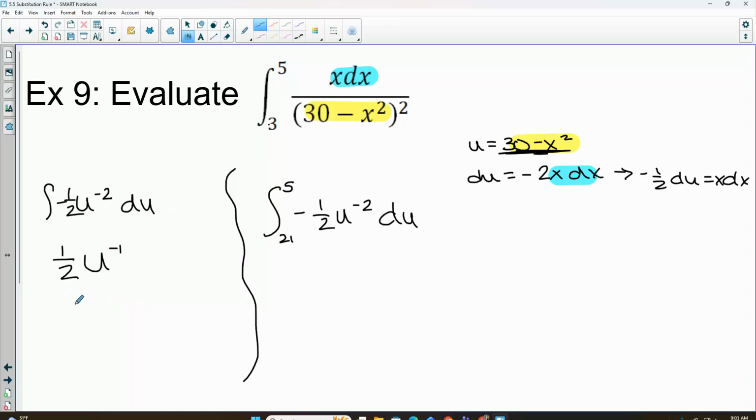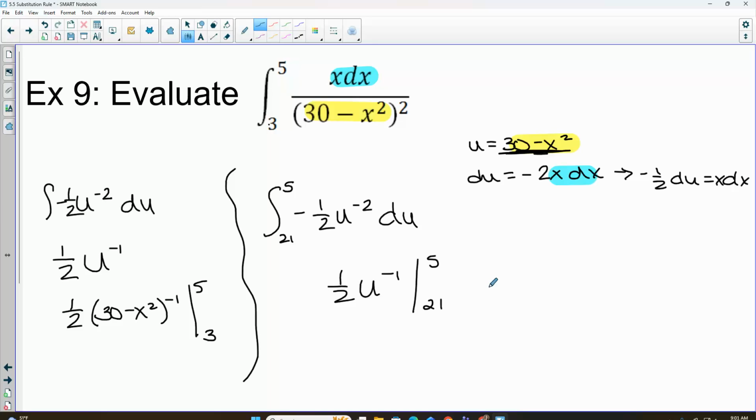So if you kept it in terms of u, but you didn't change your limits, now you change the u back to 30 minus x squared to the negative 1 and evaluate from 3 to 5. Okay, if you did this one, you have 1/2 u to the negative 1, and you're evaluating from 21 to 5. And the answer should be the same no matter what.